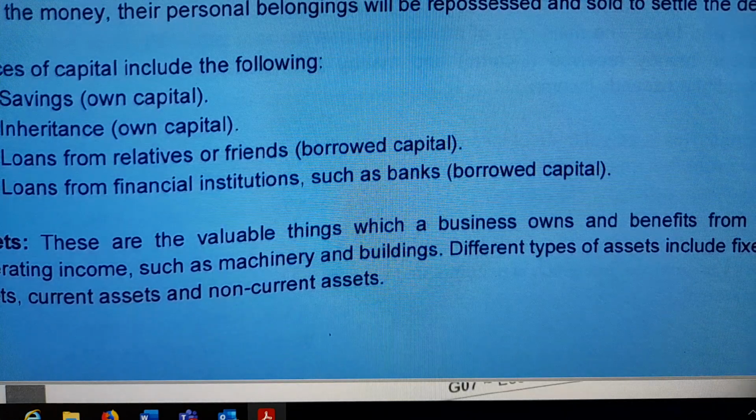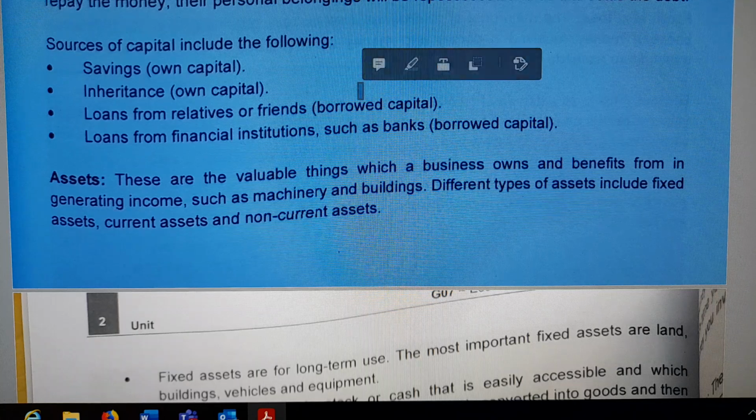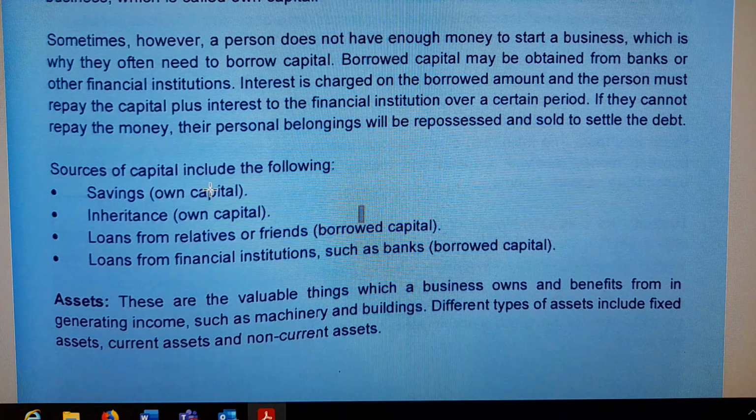Let me maximize this. Can you see this? Let me do this a little bit. I will take it down so that you see that. Don't want the other paper to distract us.